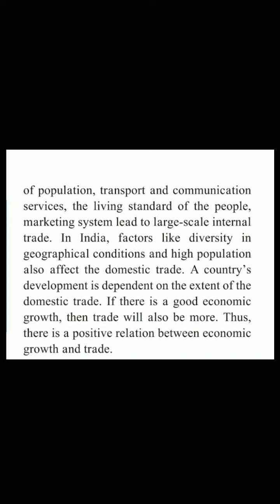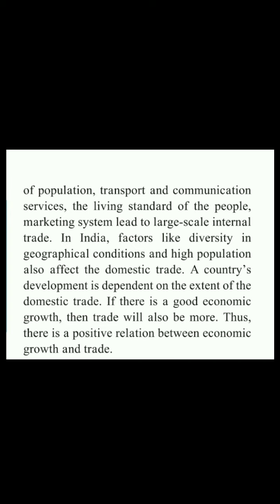In India, there are factors like diversity in geographical condition. We have very high temperature in parts of Rajasthan. We have snow-clad regions in some parts. We have the heaviest rainfall in other parts. Okay, so we have diversity in our geographical condition. Also, the population here is very high. So we have a very good domestic trade in our country. Internal trade in India is very well developed.